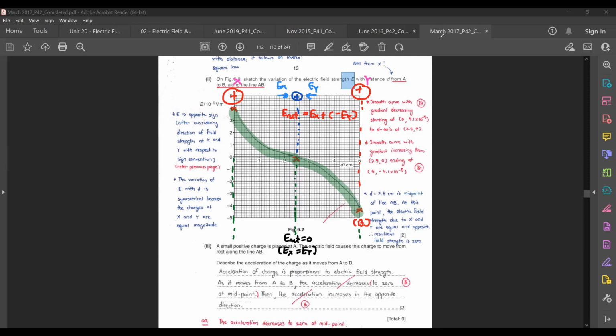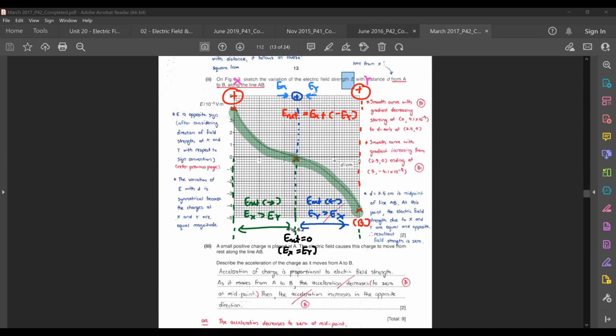But right at this region here, this one is where I told you that your E net will be towards the right because EX is more than EY. And then for your case here, I mentioned to you your E net will be in the opposite direction because EY is now more than your EX. Okay, that was the understanding here.